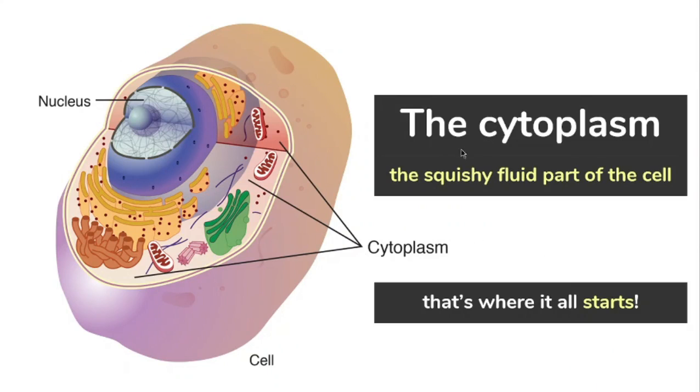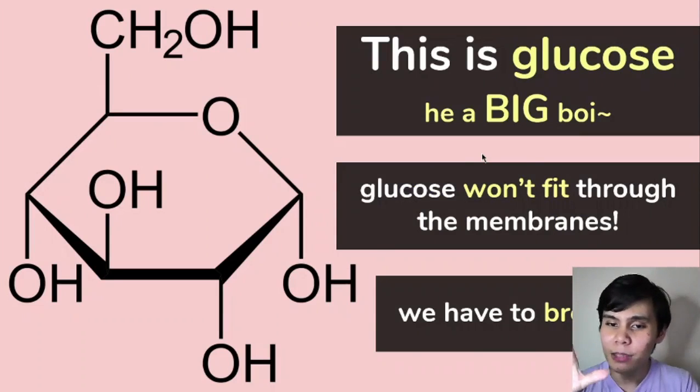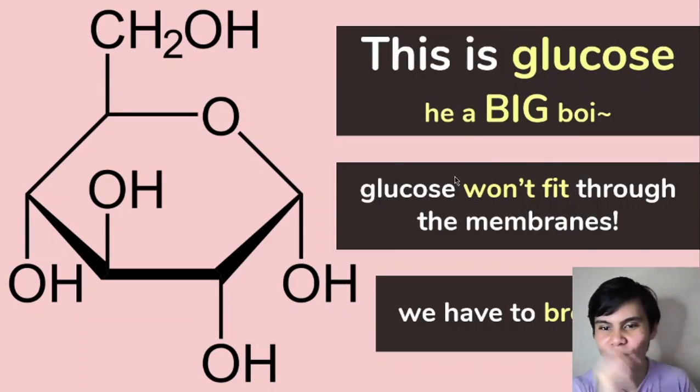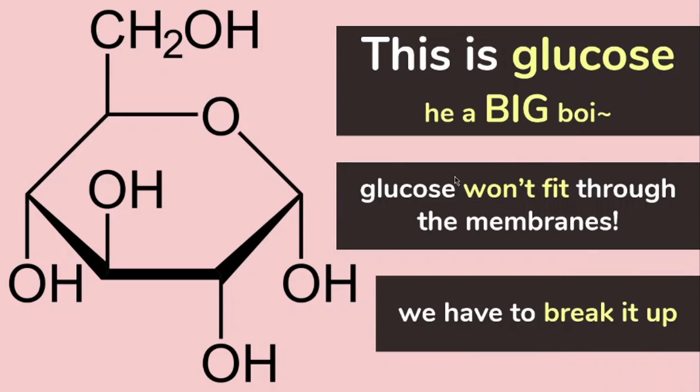Your respiration process starts in the cytoplasm, the fluid of the cell. So in the cytoplasm, we have glucose. He's a very big boy, looks like the apple chip, and you can't just shove that apple chip through the membrane to the mitochondria. No, we have to break it up.